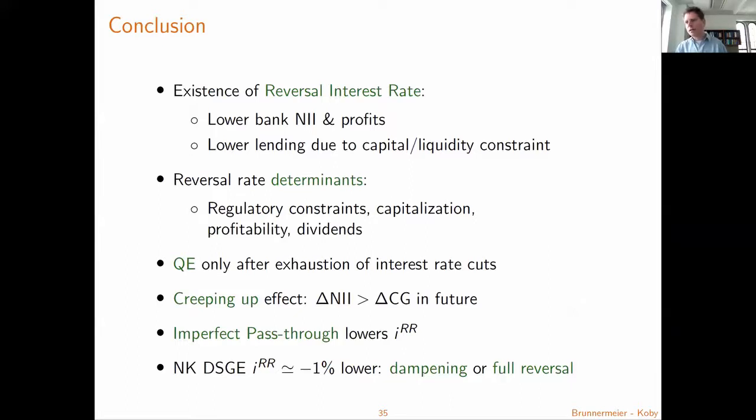So I'm talking now from a policymaker's perspective. Or you can rely on this DSGE model, but there's of course a lot of assumptions put into this DSGE model.